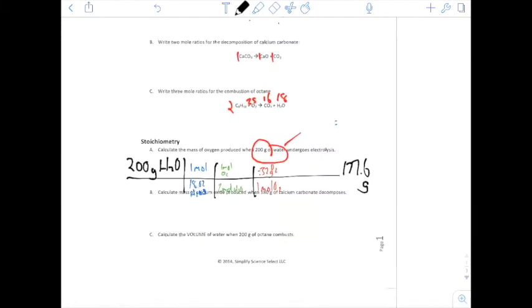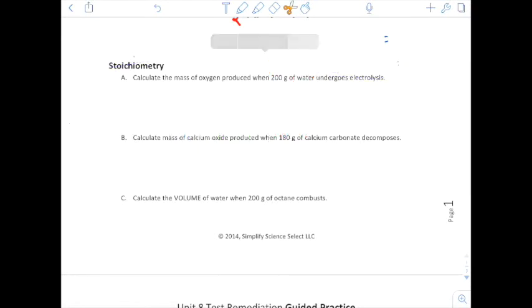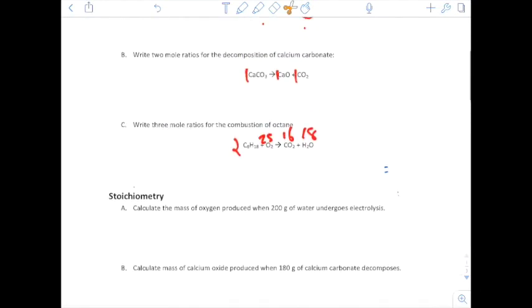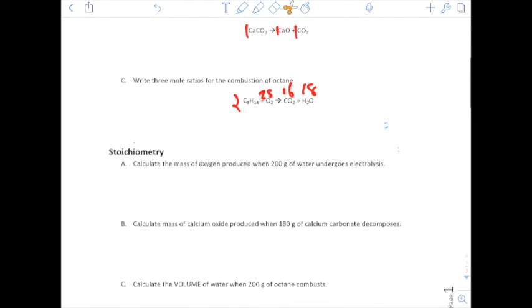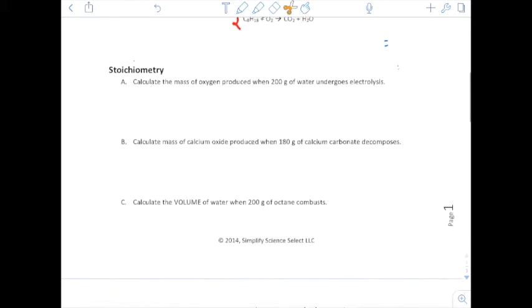Okay, moving on to our next one. Some hints here. On this one, realize that you are dealing with the calcium oxide, which is in the very top up here. So you have a 1 to 1 to 1 mole ratio. You're going to need the molar mass of calcium oxide. You're going to need the molar mass of calcium carbonate. Make sure you write the 2 molar mass conversion factors and the mole ratio conversion factor. Start with your 180 grams and see if you can't get the answer there.